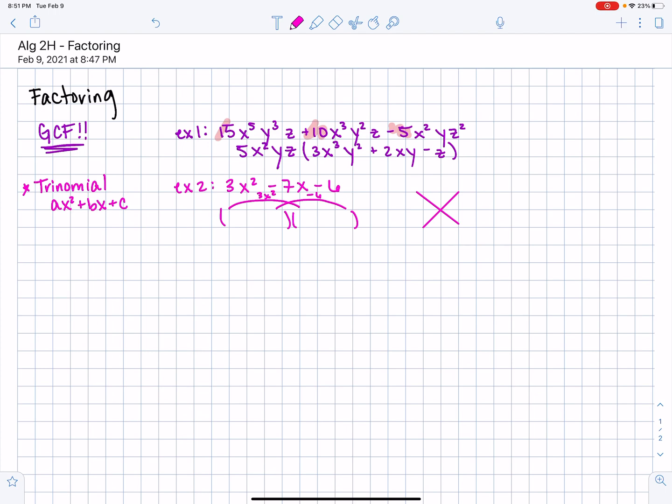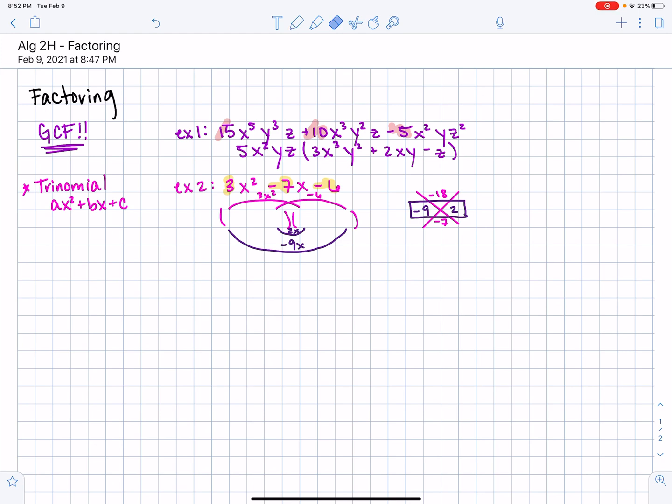Now the method that I use is that I take the first coefficient times our constant, and I put that at the top of this little x, so I say negative 18, and then I put our middle coefficient at the bottom, negative 7, and we're figuring out the two numbers that multiply to negative 18 and add to negative 7. That's a negative 9 and a positive 2. And these are what I call my goal numbers: this one is going to multiply to a negative 9x, and this one's going to multiply to a positive 2x.